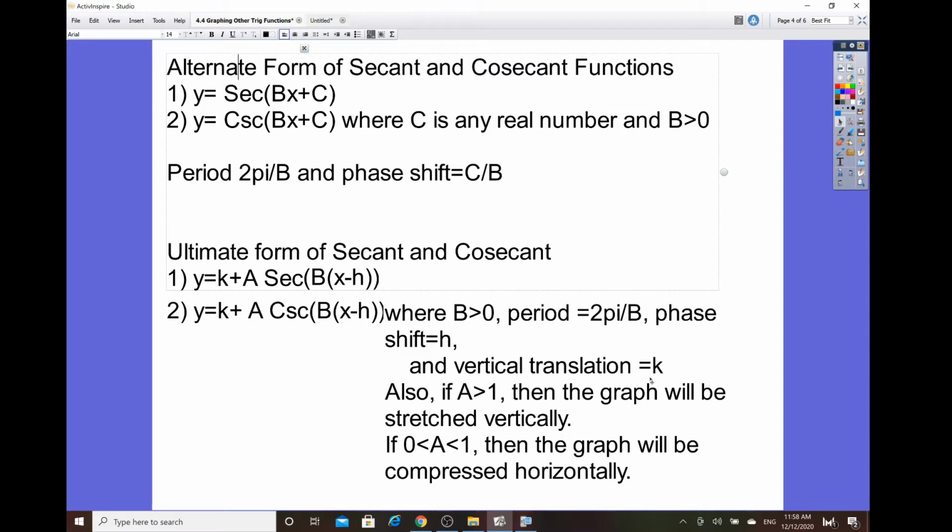And again, the vertical translation is k. For the scalar a, for secant and cosecant there's no such thing as amplitude, so that's just the scalar. If a is greater than 1, the graph would be stretched vertically. If a is less than 1 but greater than 0, the graph would be compressed.